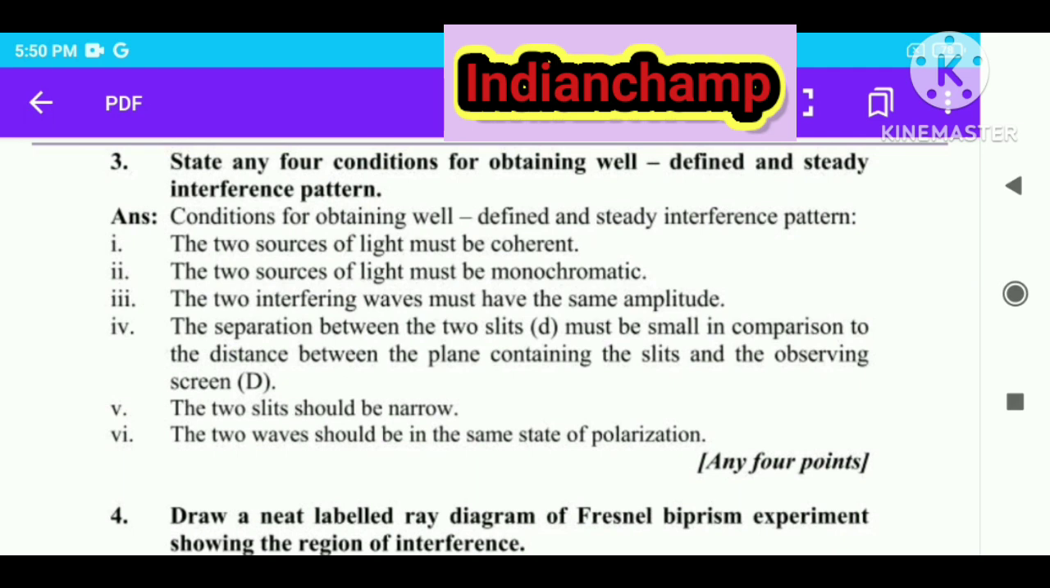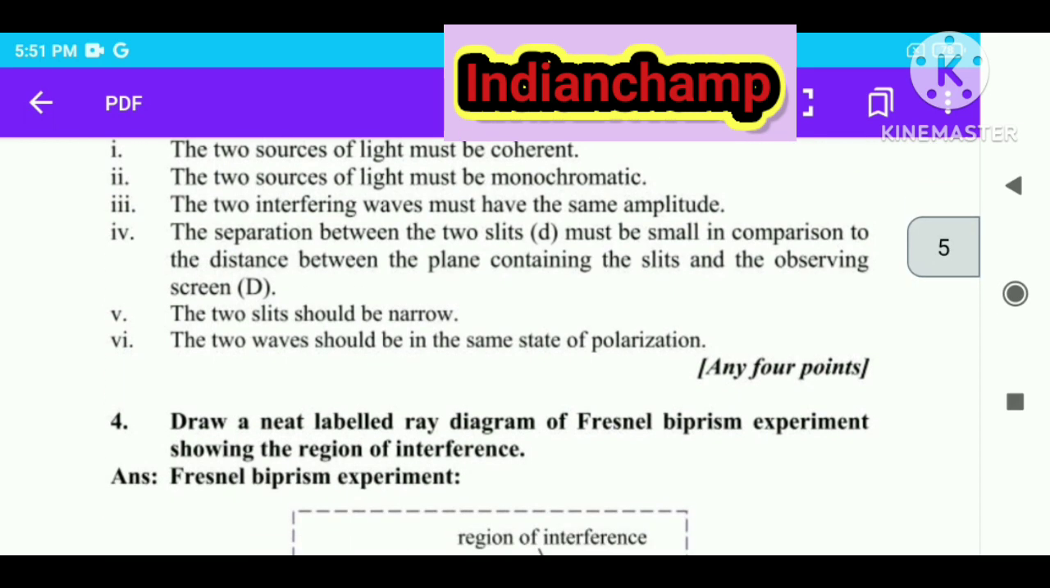Fourth, the separation between the two slits d must be small in comparison to the distance D between the plane containing the slits and the observing screen. Fifth, the two slits should be narrow. Sixth, the two waves should be in the same state of polarization.